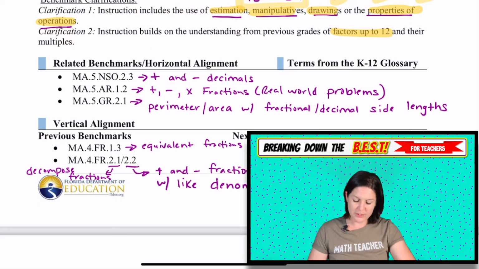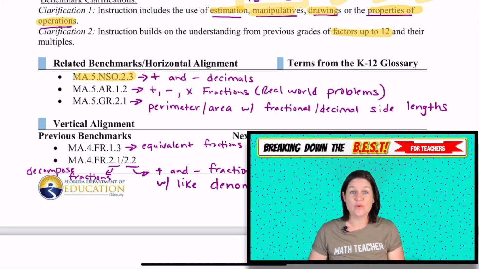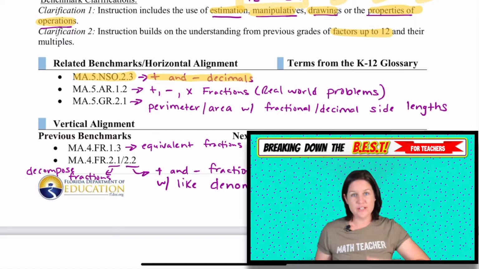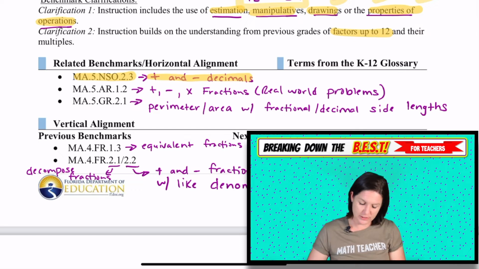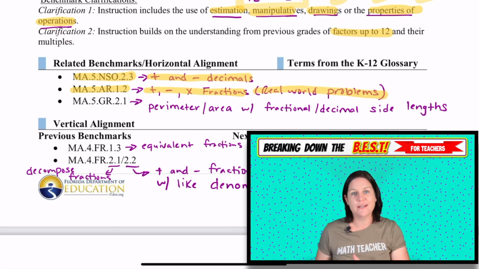All right, so what other benchmarks are related to this fifth grade benchmark? That would be MA.5.NSO.2.3, which is where we practice adding and subtracting decimals so we can connect our decimal relationship to the fraction relationship. We have MA.5.AR.1.2, where we add, subtract, and multiply fractions in real world problems. So in that AR standard, you can see it's embedded in a real world problem, but for 5.FR.2.1, it's mostly about the drill practice, understanding the process of adding and subtracting fractions.